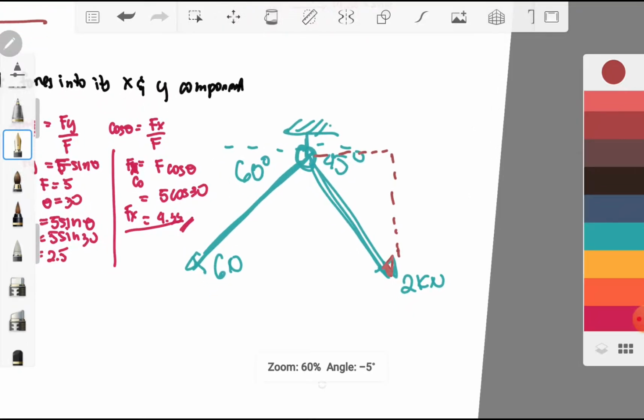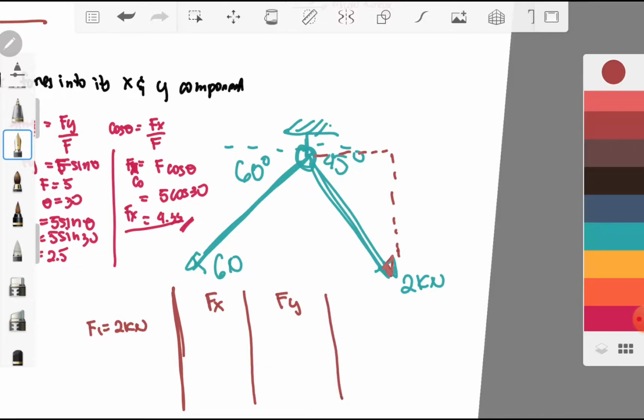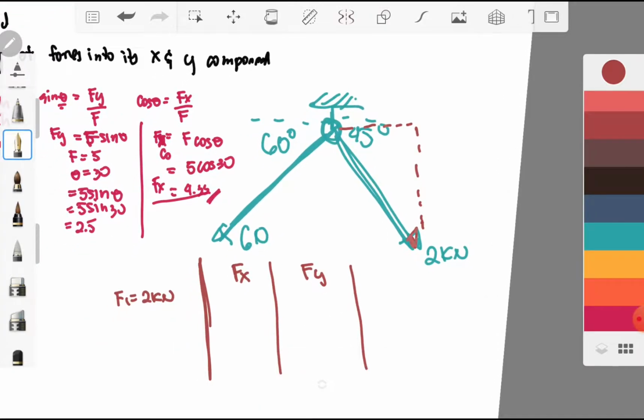Okay, so this is 45 degrees. So let's have our Fx and your Fy, and then let's have your F1, which is equal to 2 kilonewton. For beginners, it is better to have a table, in order for you to not confuse yourself and to have more practice. But once you are used to it, you can just take the summation of Fx and project it. So, for F1, we have the breakdown of your forces.